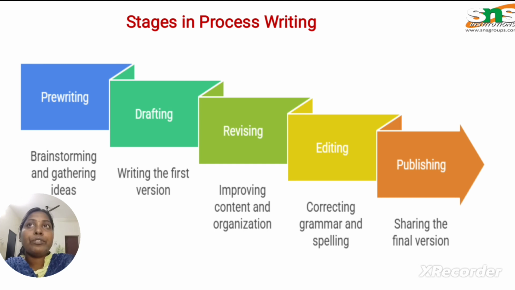In the pre-writing stage, we are brainstorming and gathering ideas. In the drafting part, we are collecting all our thoughts related to the topic and making them into a first version. In the revising part, we are improving our content by adding other important points. In editing, we are checking for grammatical errors, spelling mistakes, punctuation, and so on. At last we reach the publishing stage, sharing the final version of our content.